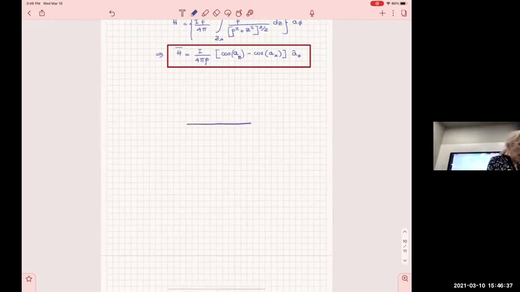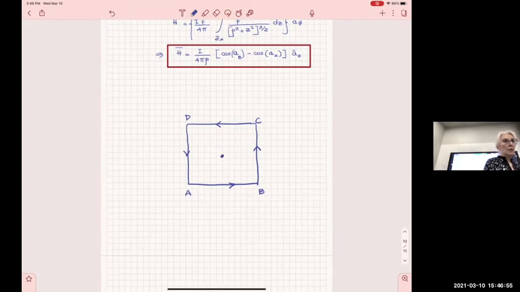I give you a square, and there is a current that flows in this square like this. All right, and this is A, B, C, and D. And I go to the center of the square, and I can give you all of the dimensions. Let's assume this side is A, the same current, and I can ask you to find the magnetic field. Okay, what are you gonna do?